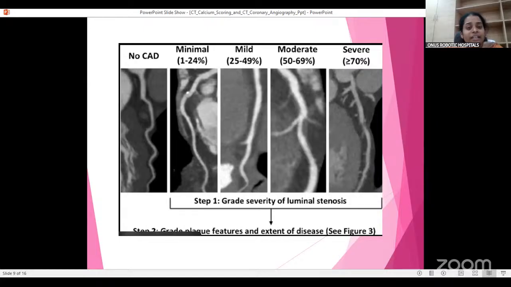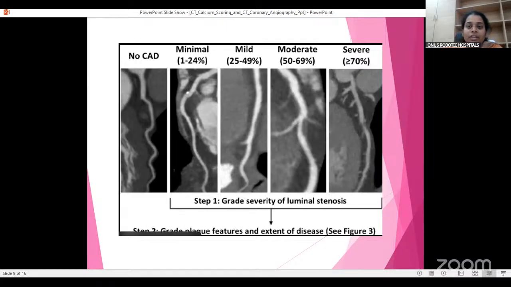So this is the scoring pattern which we give on the CT coronary angiogram. We call it CAD-RADS. If the CAD-RADS is 0, there is no detectable plaque. If the percentage is 1 to 25, it is called minimal. 25 to 49 is mild. Above 50 but less than 70 is called moderate.